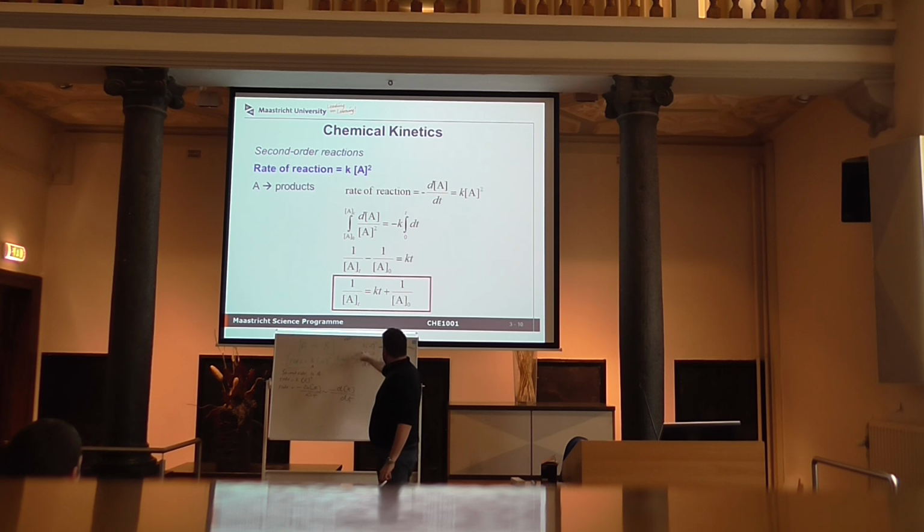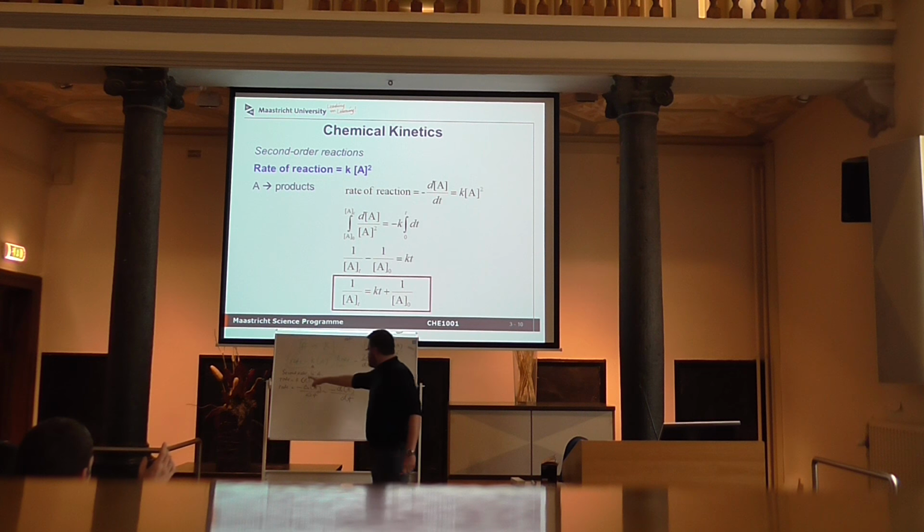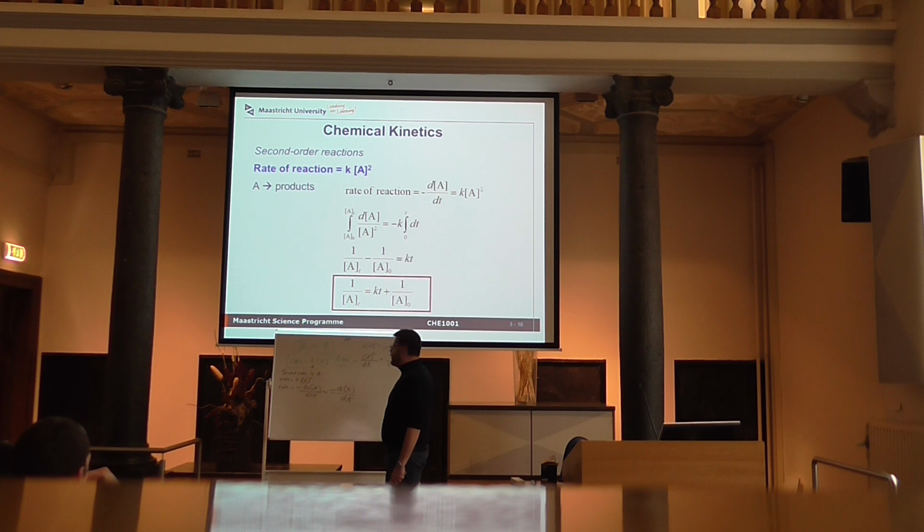Oh, we take this down, we take that down. Yeah, this is correct. Is it because you said those are equal to each other? You get k[A] squared equals negative dA over dt, which is just an alternative expression of the rate law.